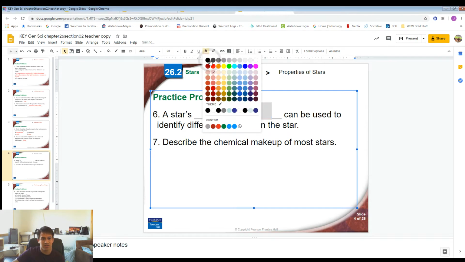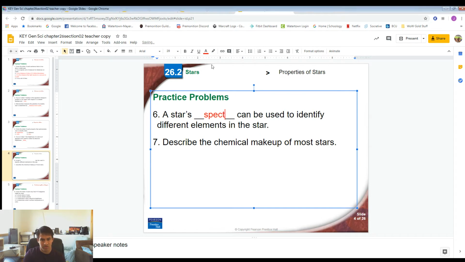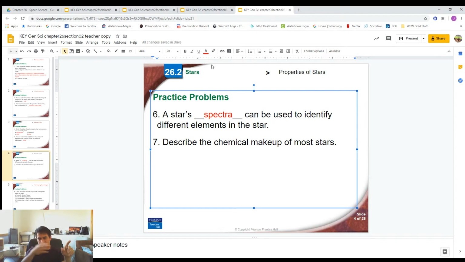Number 6, a star's blank can be used to identify different elements in the star. This is a star's spectra, or spectrum. Either one is fine. But a star's spectra can be used to identify different elements. That's where you have basically a bar of colors, like the rainbow, and then there's black lines in there, and that tells you what elements are in there. It's called a star spectra.